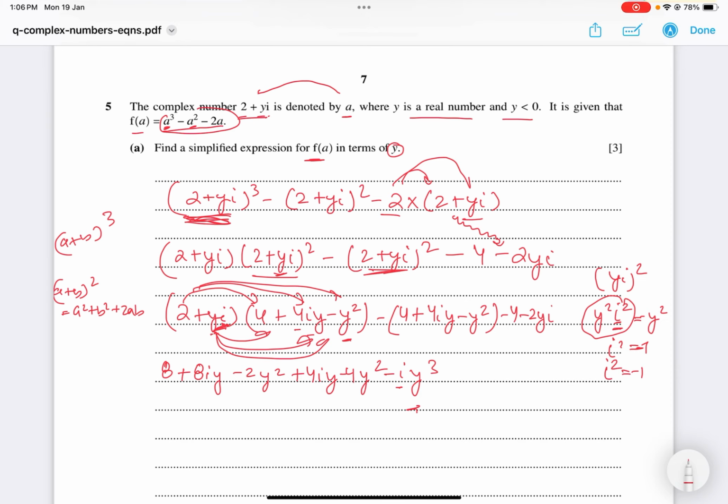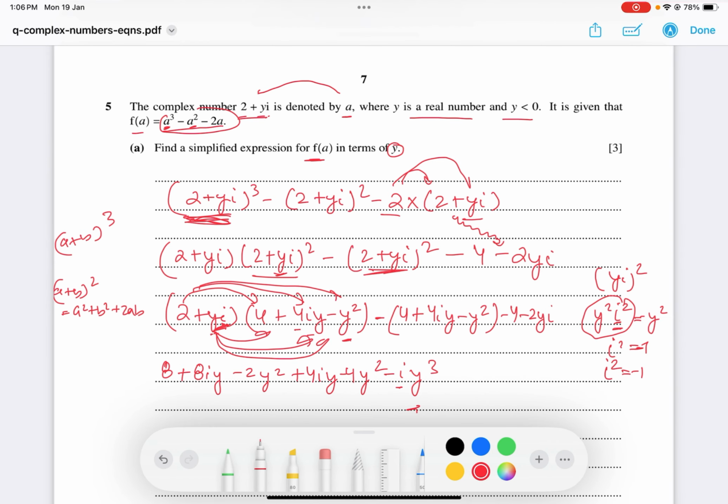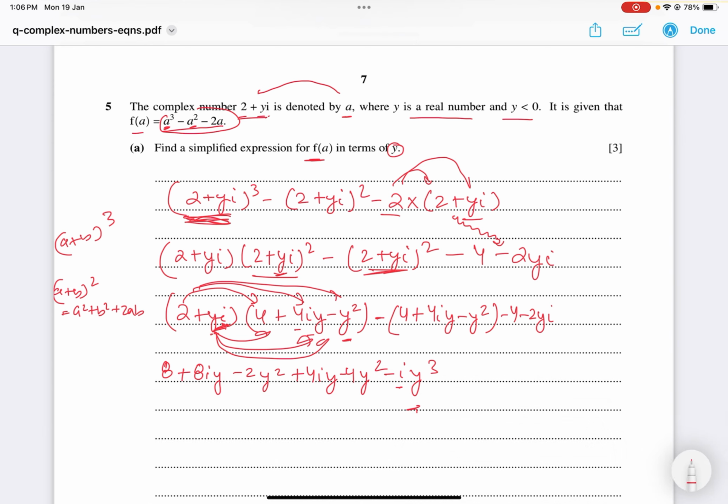Now, when we open this bracket, the sign will change because minus is outside. I'm writing the same thing. So this would be minus 4. See, I'm changing the sign. Plus y square minus 4 minus 2yi. Alright, so like term with like term now.